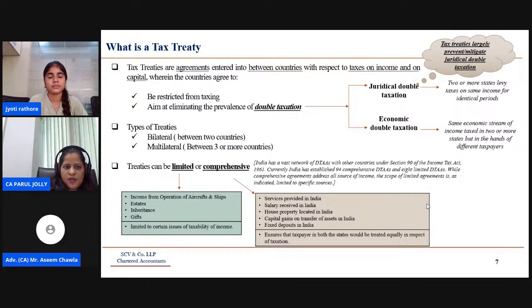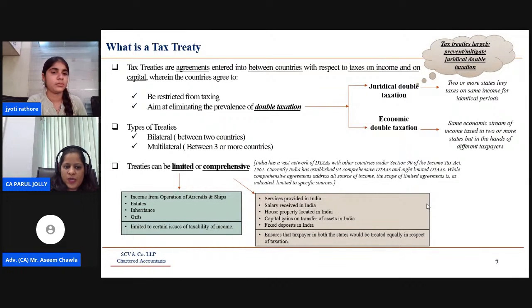The other thing which the countries agree to is to eliminate double taxation. So double taxation could be of two types: juridical double taxation and economic double taxation, and I have an example to explain this in the next slide.